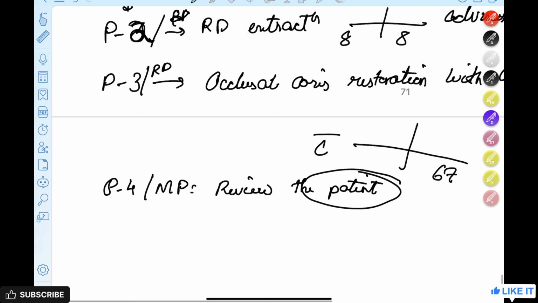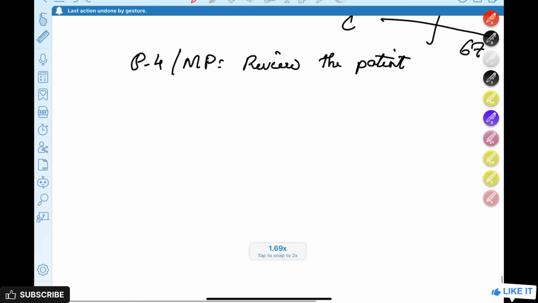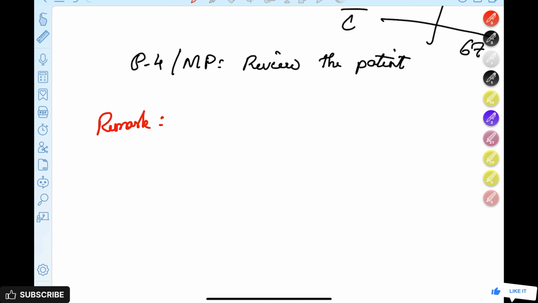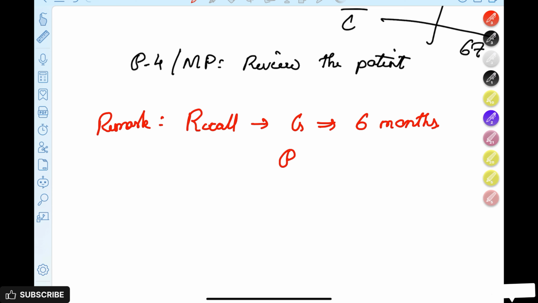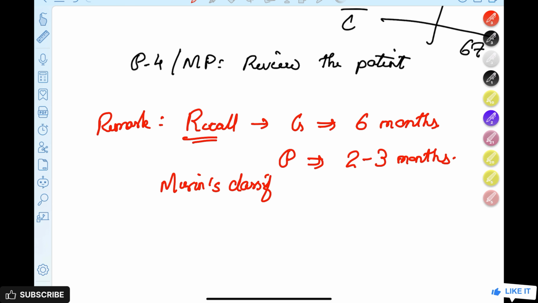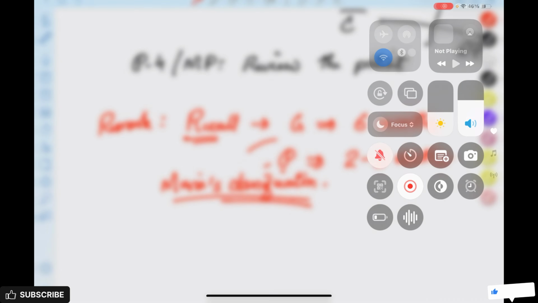The most important, the last part of this is the remark. Remark is nothing but recall. Normally in the case of gingivitis we have to recall after 6 months, and for periodontitis in 2 to 3 months. In the case of periodontitis you have to write recall according to the Marin's classification. This is very important. Recall according to the Marin's classification in the case of gingivitis and in the case of periodontitis.